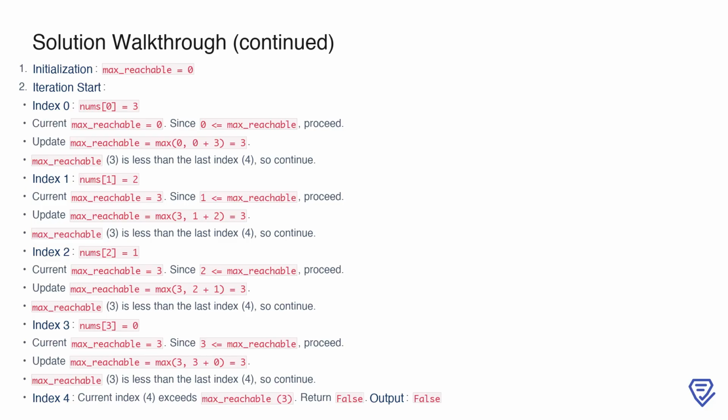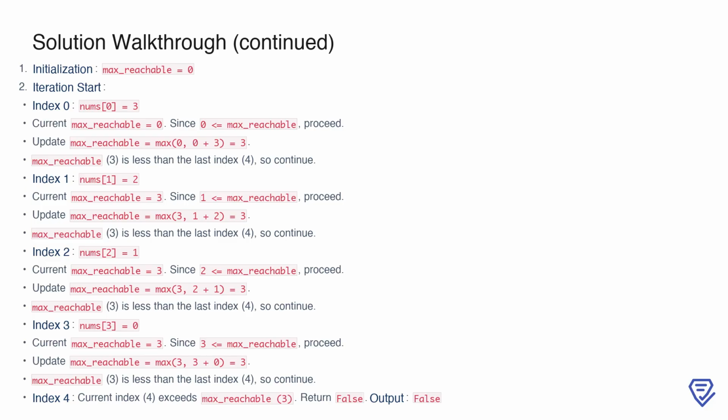Starting at index 0, nums[0] is 3. Since the current index is within max_reachable, we proceed and calculate the new max_reachable as the maximum between 0 and 0 plus 3, resulting in 3. Since max_reachable is less than the last index, we continue. At index 1, nums[1] is 2. The index is within max_reachable, so we proceed and update max_reachable to the maximum of its current value, 3, and 1 plus 2, which remains 3.